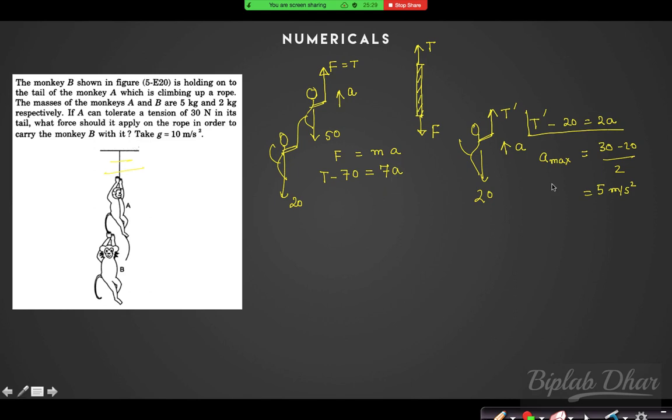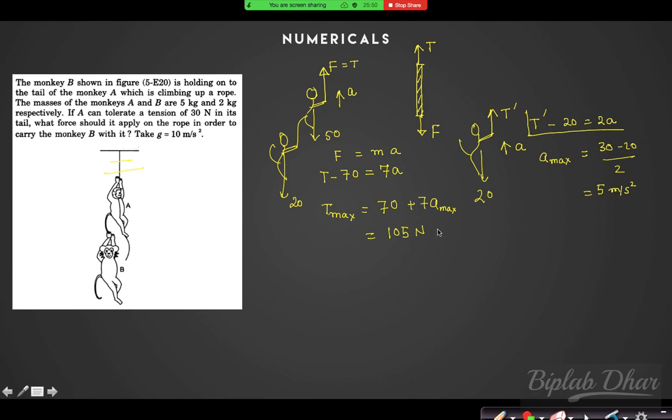Why have I got the maximum acceleration? Because in order to find T max, the maximum tension, can I say it is 70 plus 7 into a max? And what is a max? 5. So what is the T max? The maximum value of tension is how much?